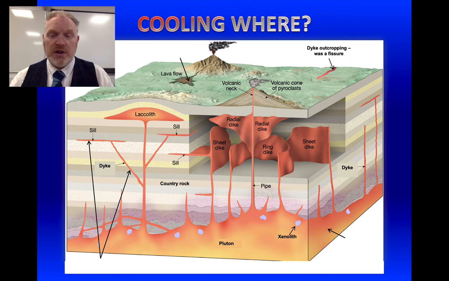Now sometimes fragments of that country rock fall into the magma and they form a feature we call a xenolith. Xenolith is a word that means foreign rock. So it looks different from the igneous rock that we find it in. It may have been heated up and even partly molten, but it's different from the rock that we find it in.